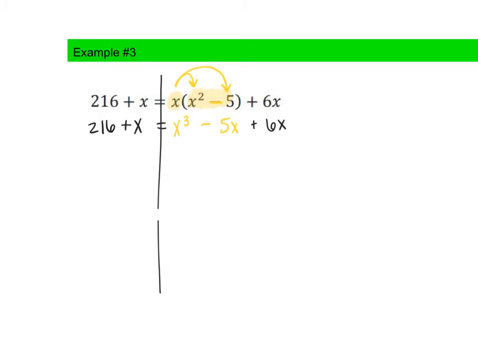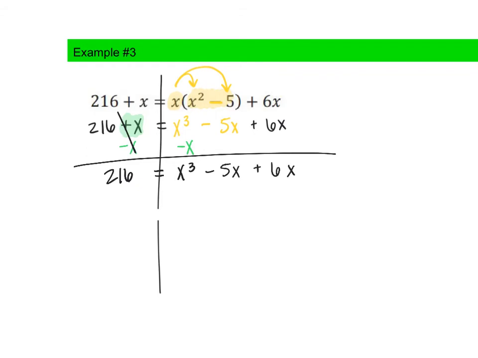Okay? From there, I want to start moving my x's over to the same side together. So this x is the only one that's over here. So I'm going to move it to the other side. So the opposite of plus x is minus x. So I'm going to minus x from both sides. Or subtract x from both sides. Over here it cancels and I'm just left with 216. On this side, I have x cubed minus 5x plus 6x minus one more x, that green x that I added in.